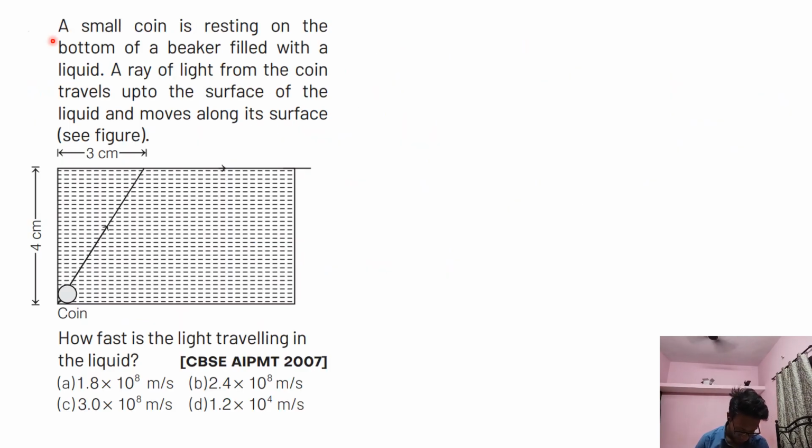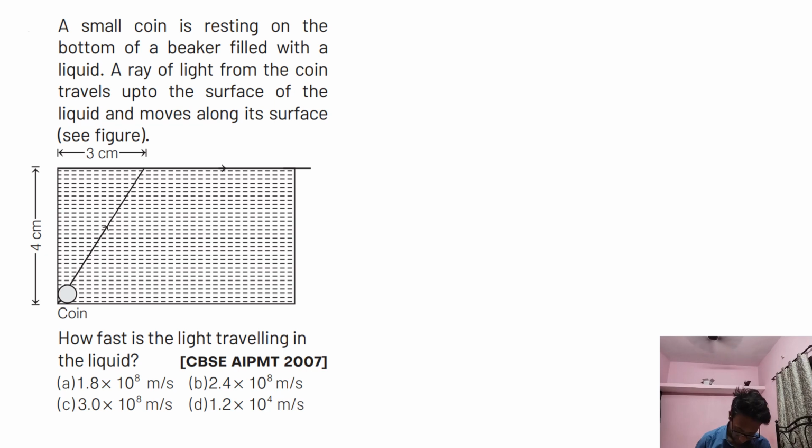Let's look at this question. A small coin is resting on the bottom of a beaker filled with a liquid. A ray of light coming from the coin travels up to the surface of the liquid and moves along its surface. See the figure. How fast is the light traveling in the liquid? So what they're asking is that a ray of light comes here and travels along the surface. So this is nothing but the critical angle.